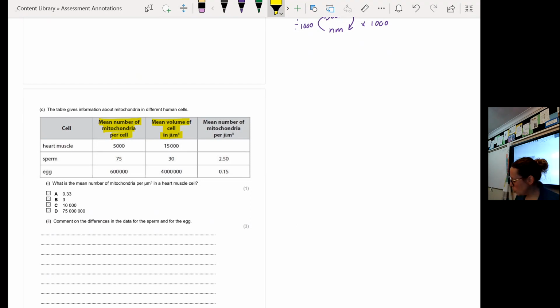So what I need to do is 5,000 divided by 15,000, and that should give me the answer. If I do 5,000 divided by 15,000, I get 0.33 recurring. So the only correct answer there is A.